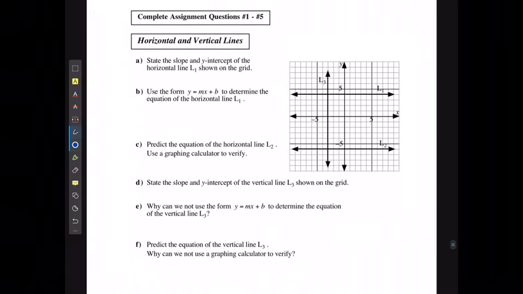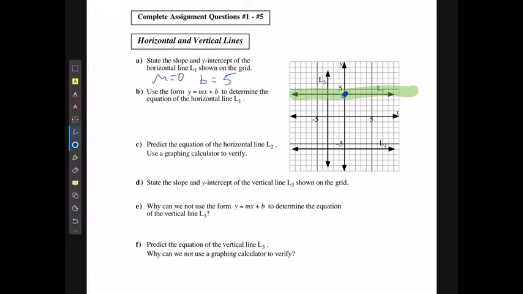For the horizontal and vertical lines, we've already found with our horizontal lines, any horizontal line has a slope of 0. So state the slope and y-intercept of the horizontal line L1, which is right here. We know a horizontal line is going to have a slope of 0. And in this case, I have a y-intercept of 5.